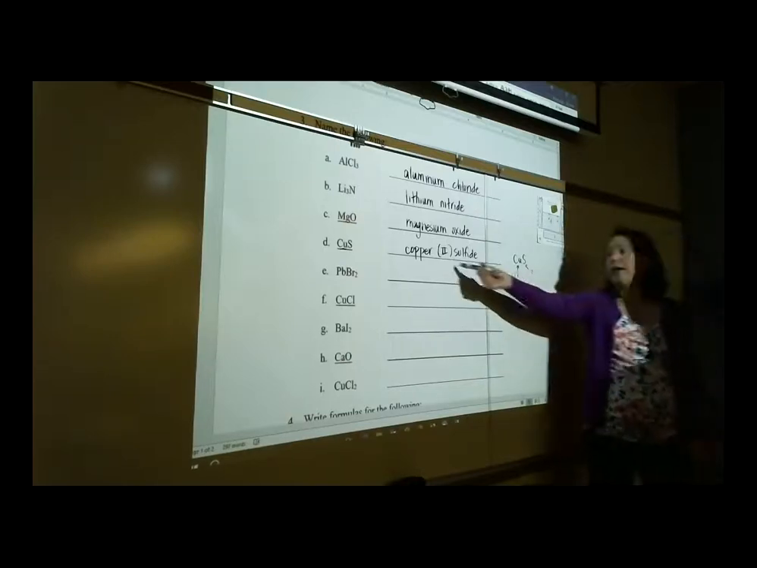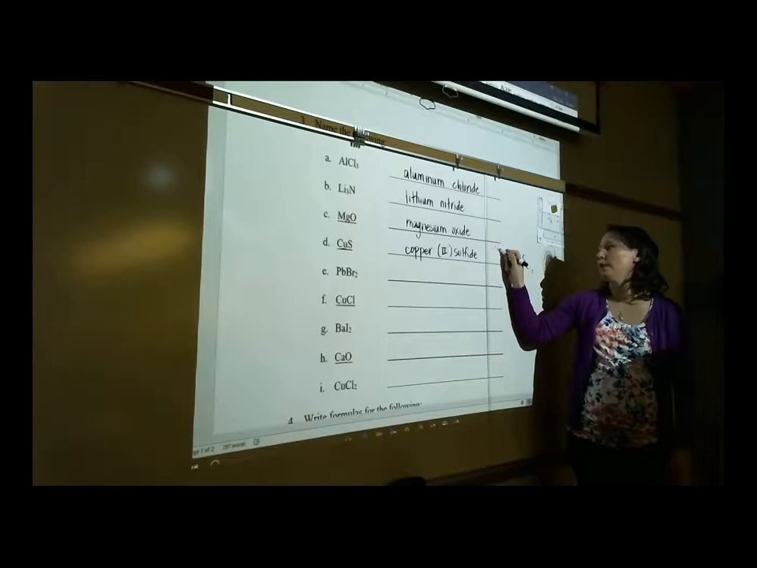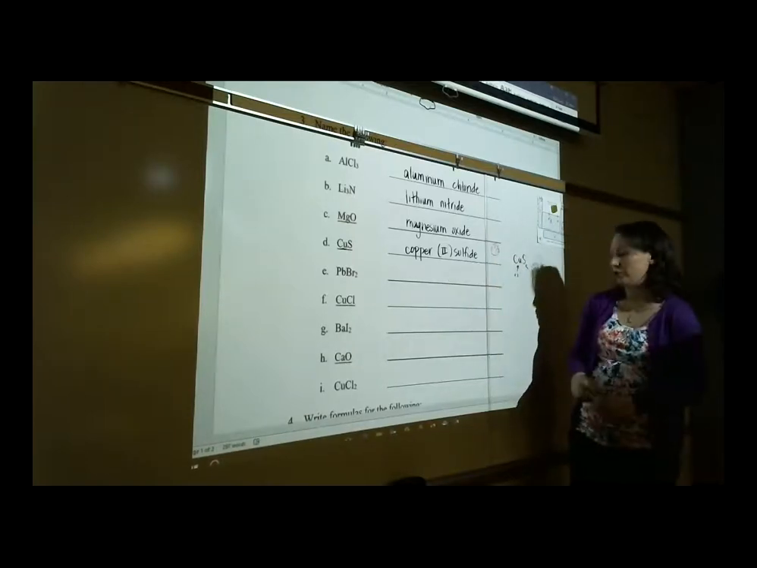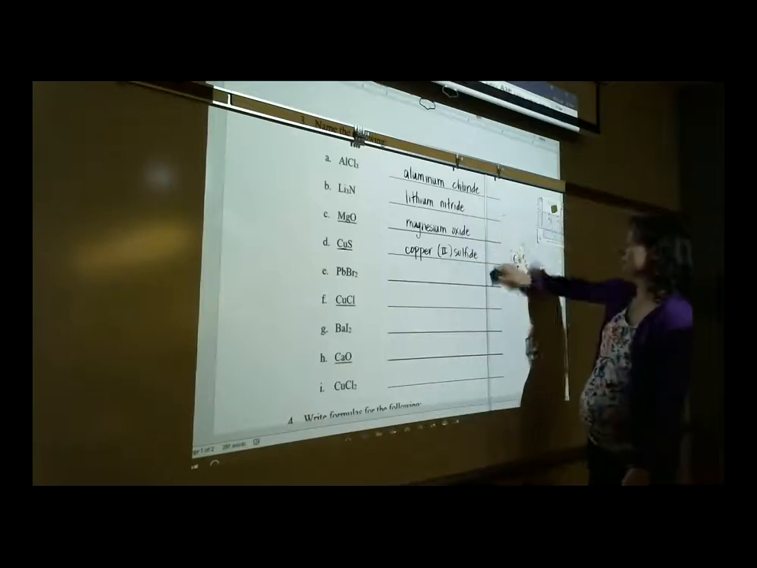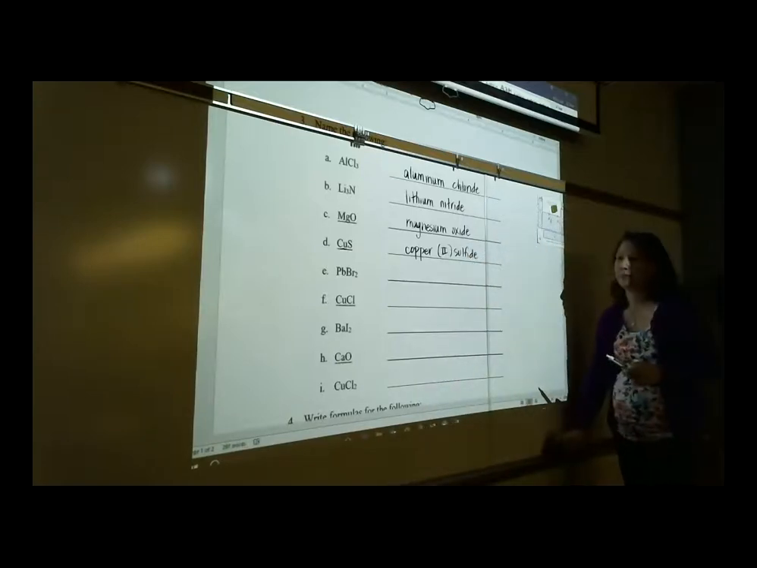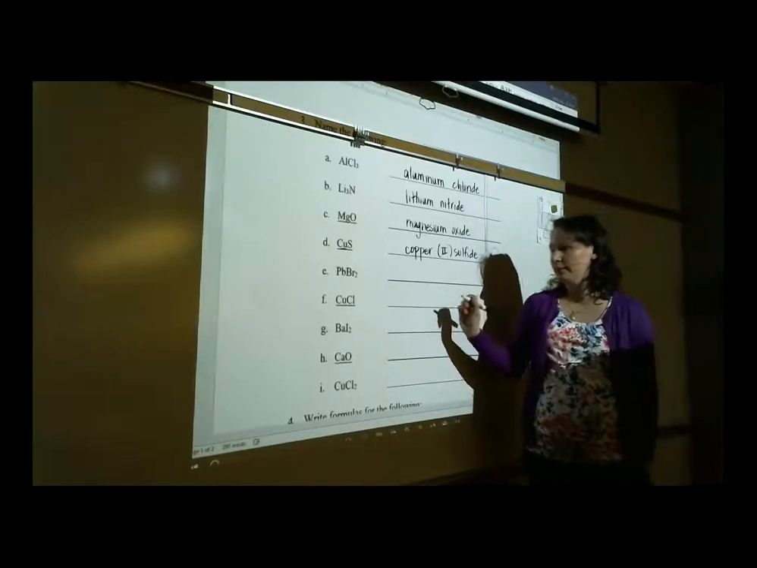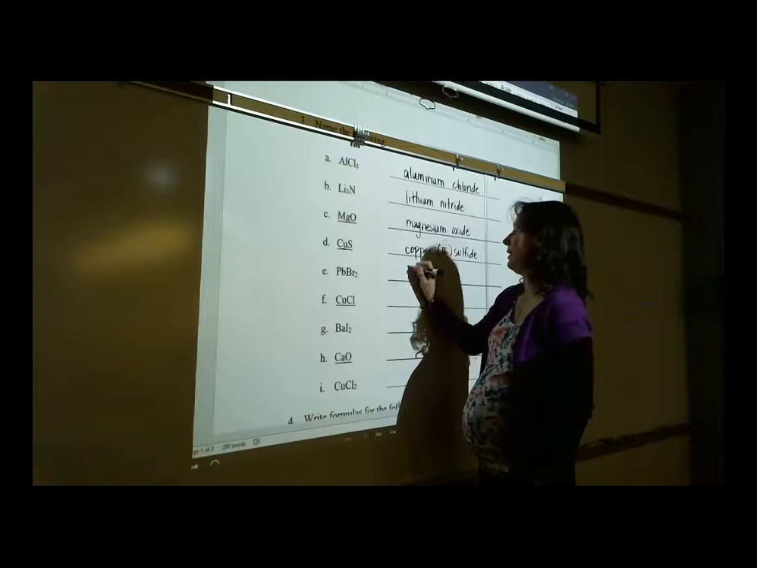Yes. So if you forgot the 2, that would just be a -1/2. If everything else was correct and you just forgot the copper 2, I'd usually just take off 1 for that. If everything else was correct. Okay, E. What's the name of E? Good. Lead 2 bromide.